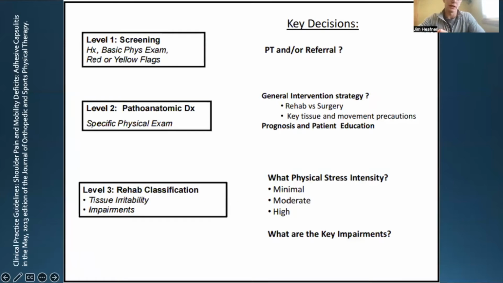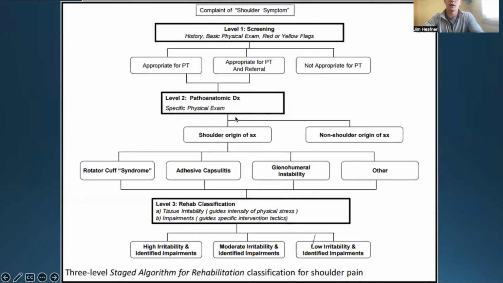This comes from the clinical practice guideline on adhesive capsulitis. And this is going to be our basic level 1, 2, and 3 about how to treat someone who comes in with shoulder pain. So someone comes in with shoulder symptoms.